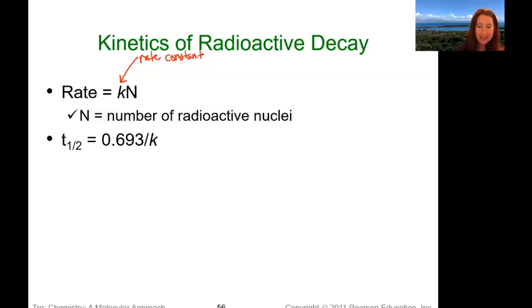This N is the number of radioactive nuclei. It's usually in grams, but it doesn't necessarily have to be in grams. It can be in atoms. It can be any amount. This is the shorthand for the half-life for a first order rate law.